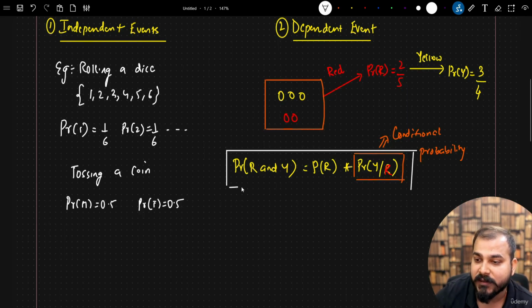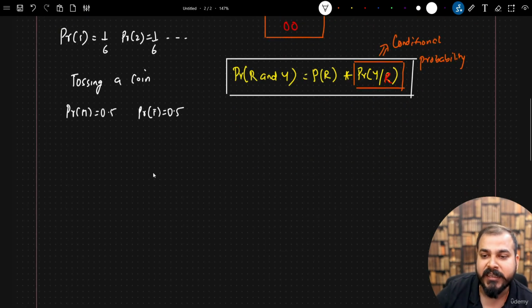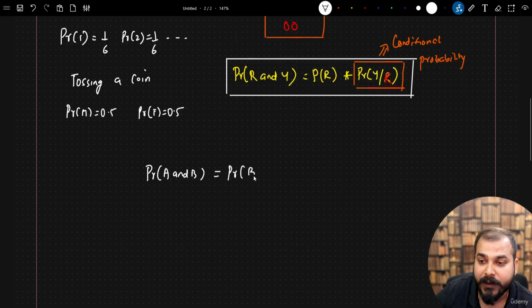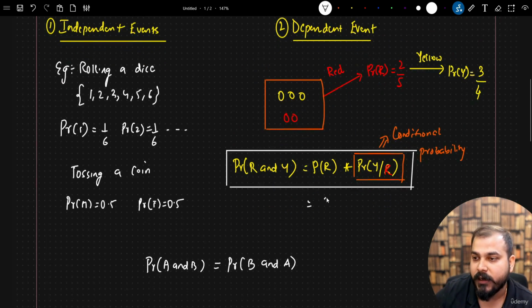So this is the equation that we have derived for a dependent event because one event is impacting the other event. Now what I'm going to do is write it in a very generic format. Let's consider probability of A and B. Now I can also write this as probability of B and A because both are commutative, right? If I now calculate the probability of red and yellow, it is nothing but 2 by 5 multiplied by 3 by 4.